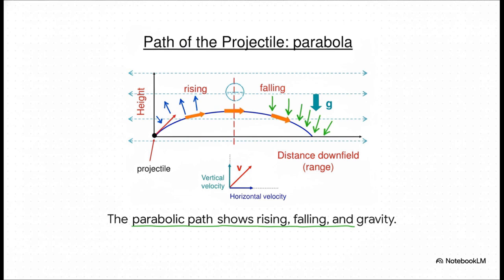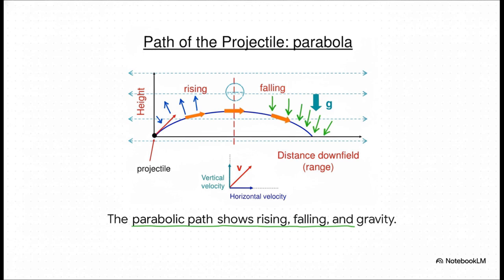And this brilliantly illustrates the result of combining those 2 motions. Any object moving only under the influence of gravity traces out this beautiful, totally symmetrical shape called a parabola. If you look at the arrows, you'll see the horizontal velocity is pushing the object constantly downfield, while the vertical velocity pushes it up during the rising phase.